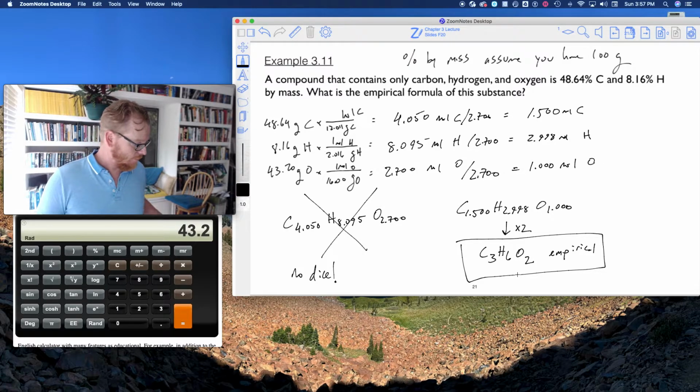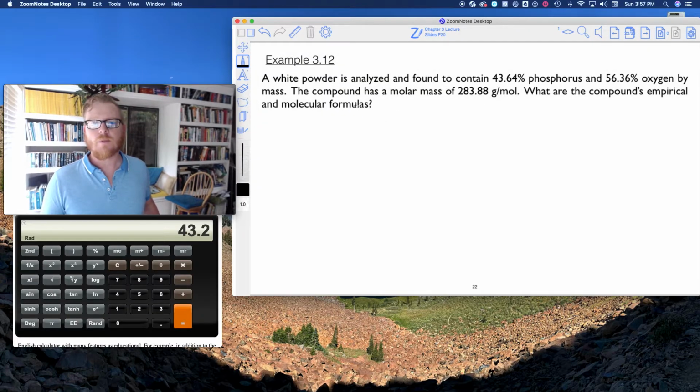Okay? So now what about another problem? All right? A white powder is analyzed and found to contain 43.64% phosphorus and 56.3% oxygen by mass. Those definitely add up to 100, right? And now they tell me the molar mass is 283.88 grams per mole. What are the compound's empirical and molecular formulas?